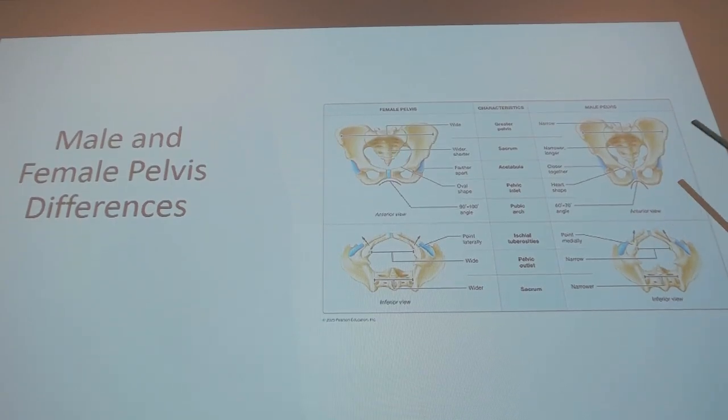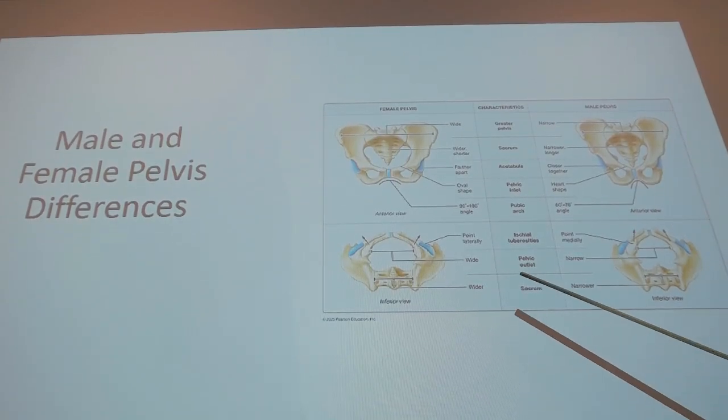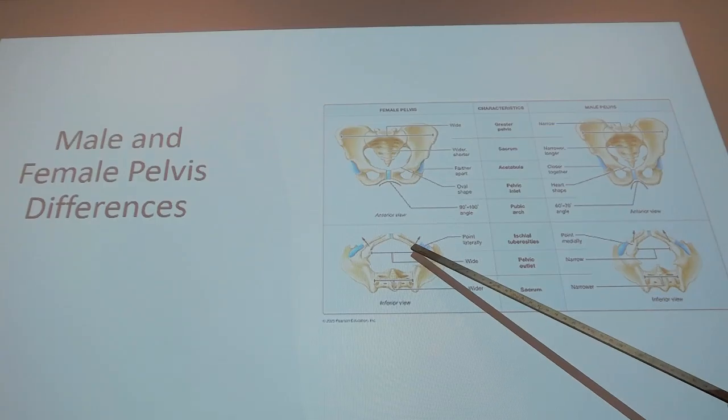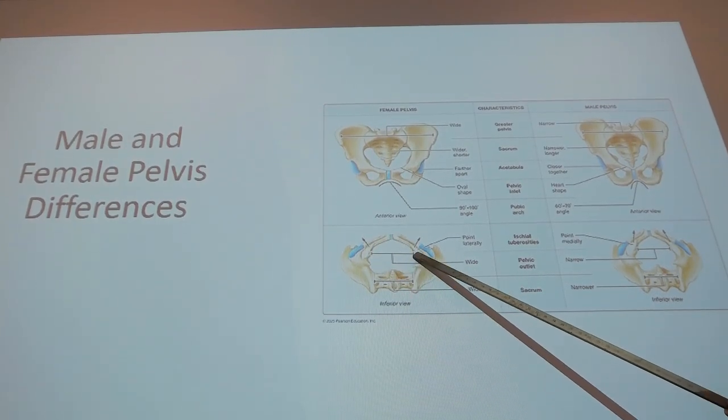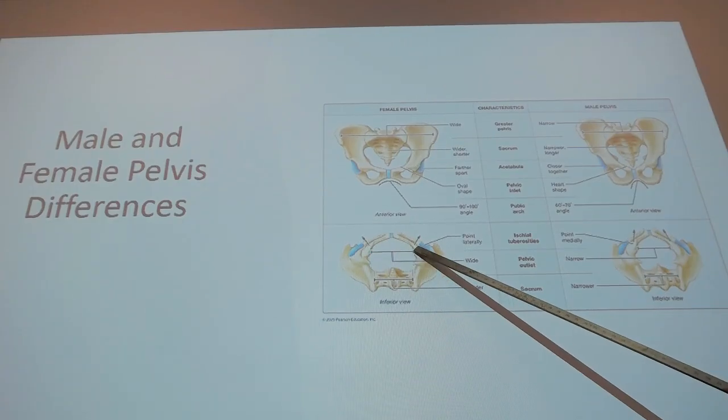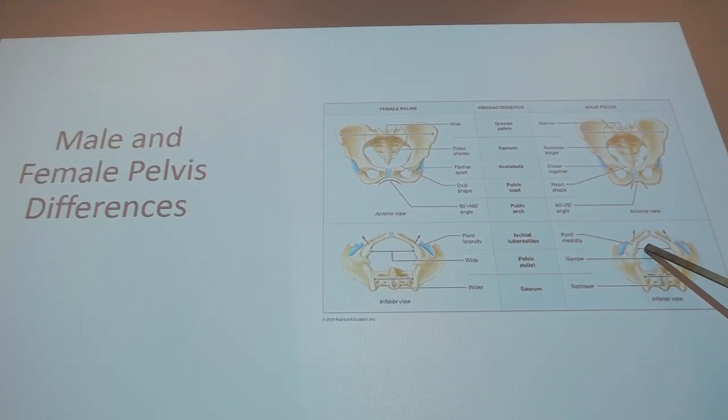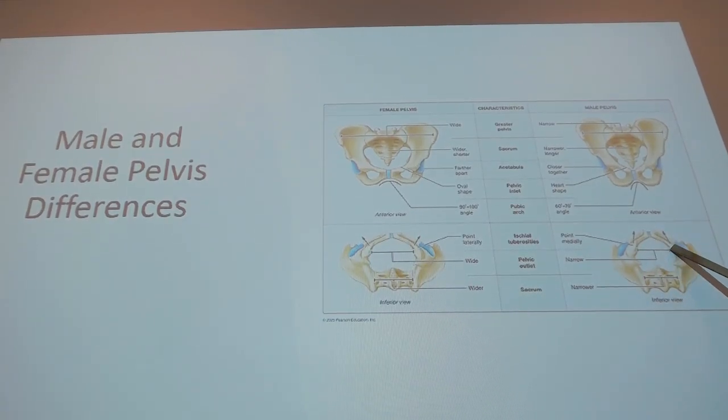So that's for the anterior view. For the inferior view, if you see the distance between the two ischial tuberosities, in females it is wider and in males it is narrower.